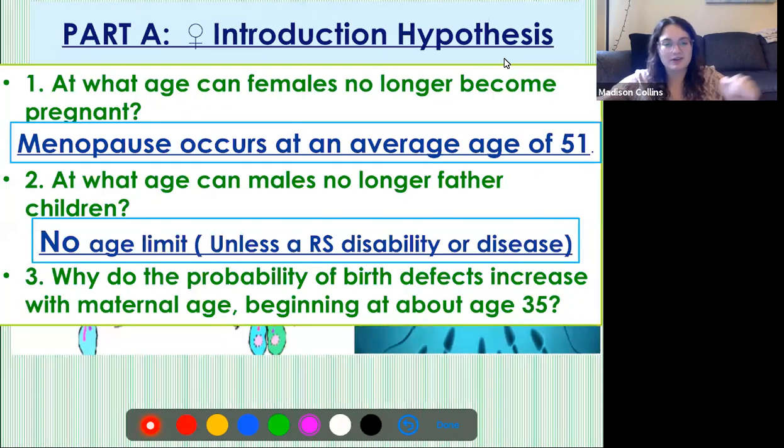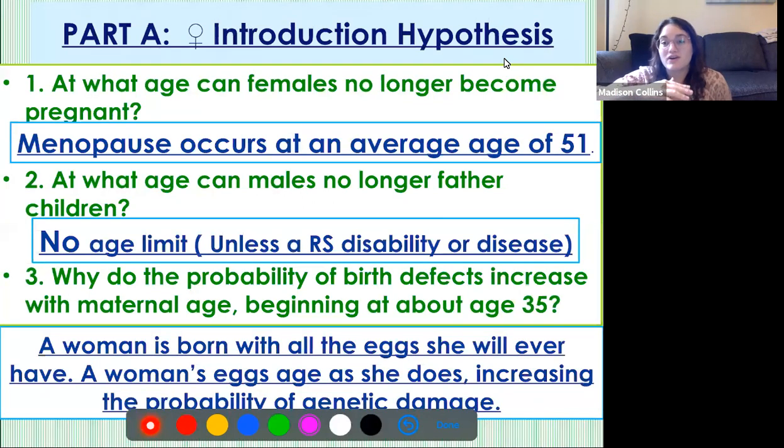Number 3, why does the probability of birth defects increase with maternal age beginning at around age 35? So the reason for this is because a woman is actually born with all of the eggs that she will ever have in her lifetime. So the second that she is born, she already has all those eggs. But that also means that that woman's eggs are going to age as she does. And as we get older, things start working a little bit less well. And that same logic applies to our eggs. So the older that you get, so do those eggs, meaning that the probability of genetic damage will increase as you get older.